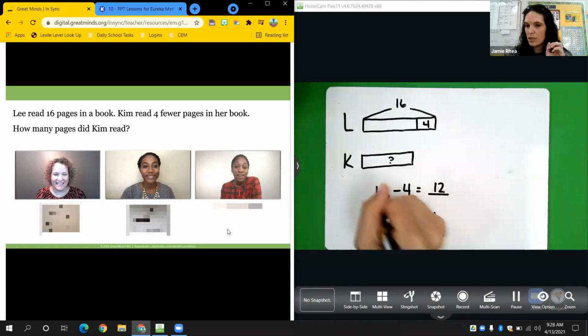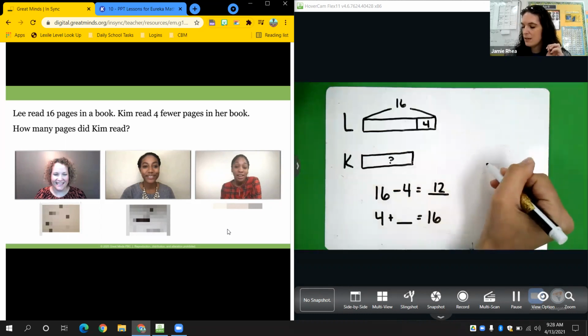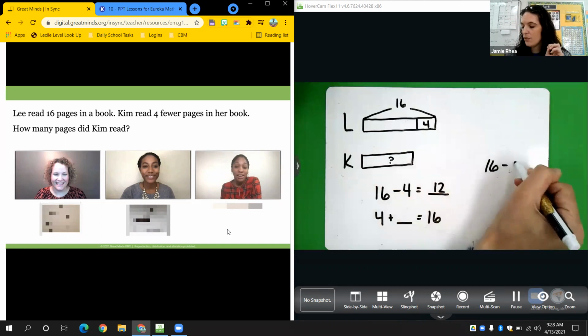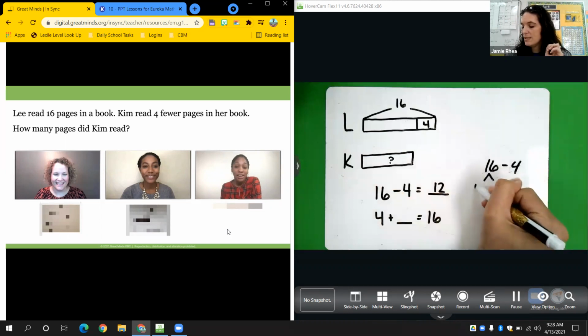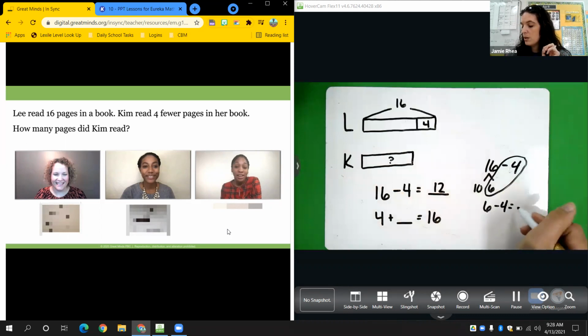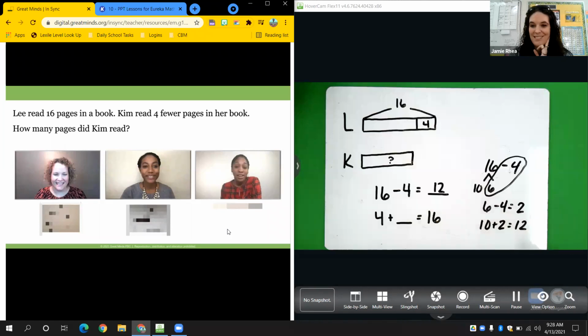I could also look at that as saying 16 minus 4 and break it down to 10 and 6. I could subtract the 6 from the 4 and that gives me 2. But I still have 10, so I need to add my 10 back into it. I know that's a little confusing. That's okay if you don't understand that one, okay?